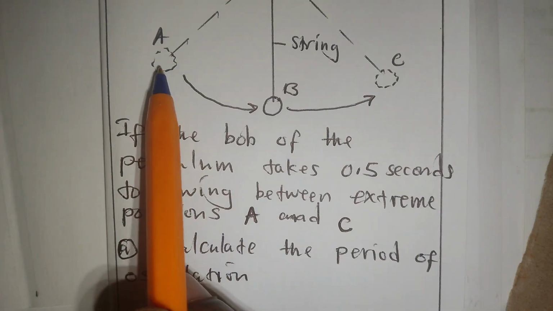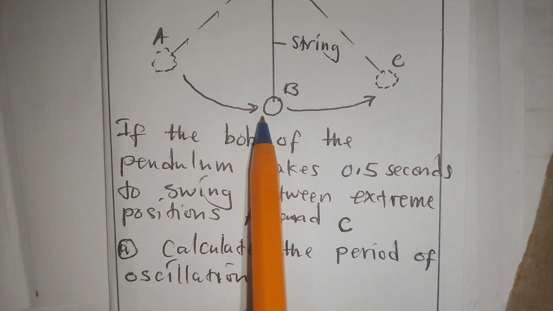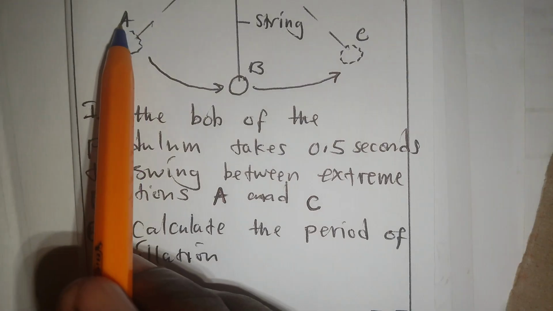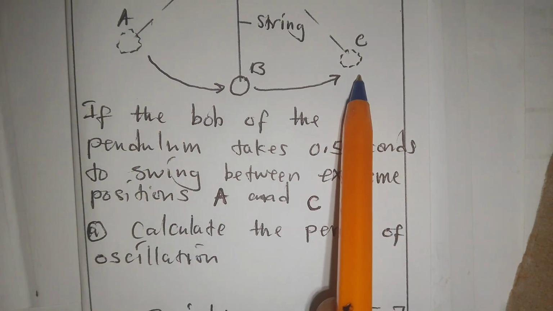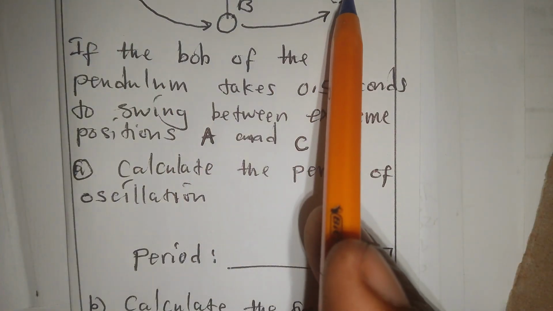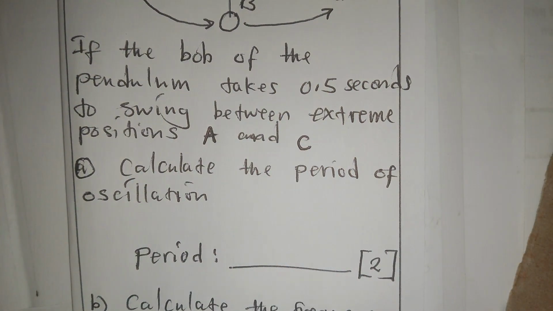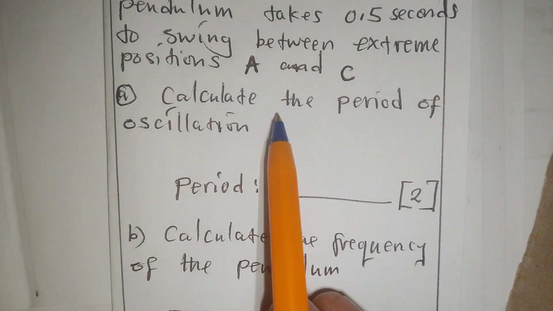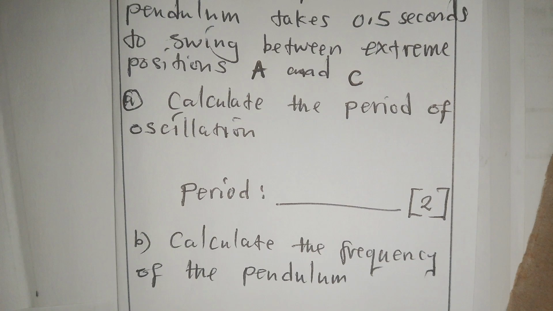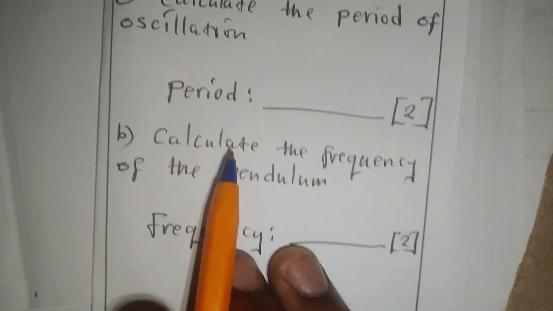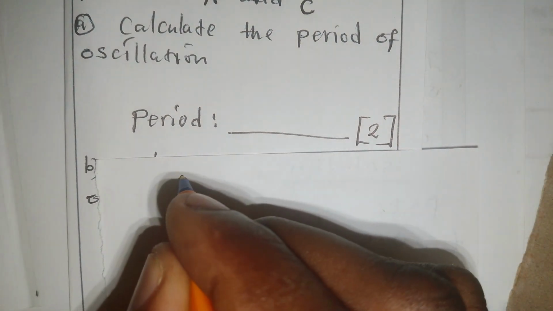So they are saying that from A to B, then it went to C. From A to C, in short. Once it swings from A to C, it will take 0.5 seconds. Then they're asking us to calculate the period of oscillations. So we use the same formula, you know. Solution.